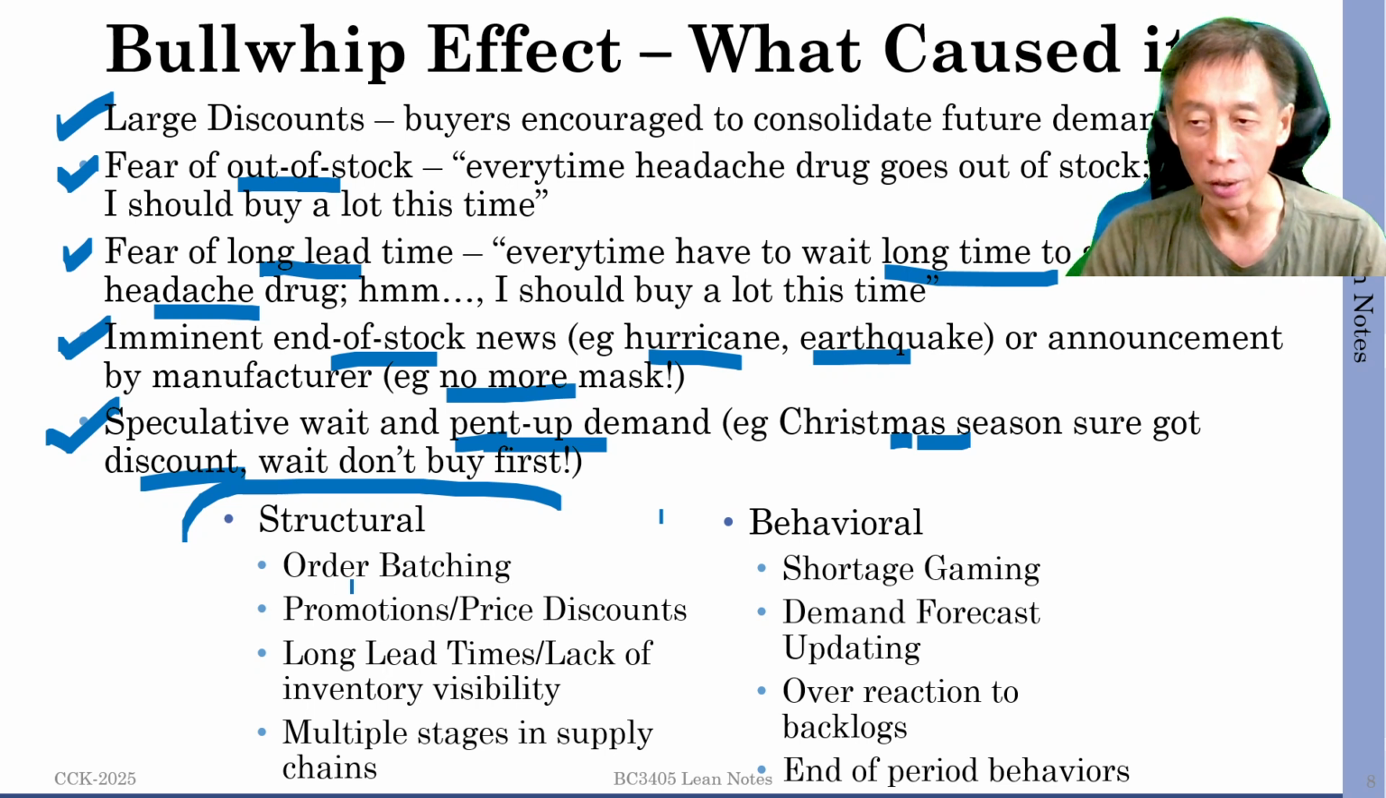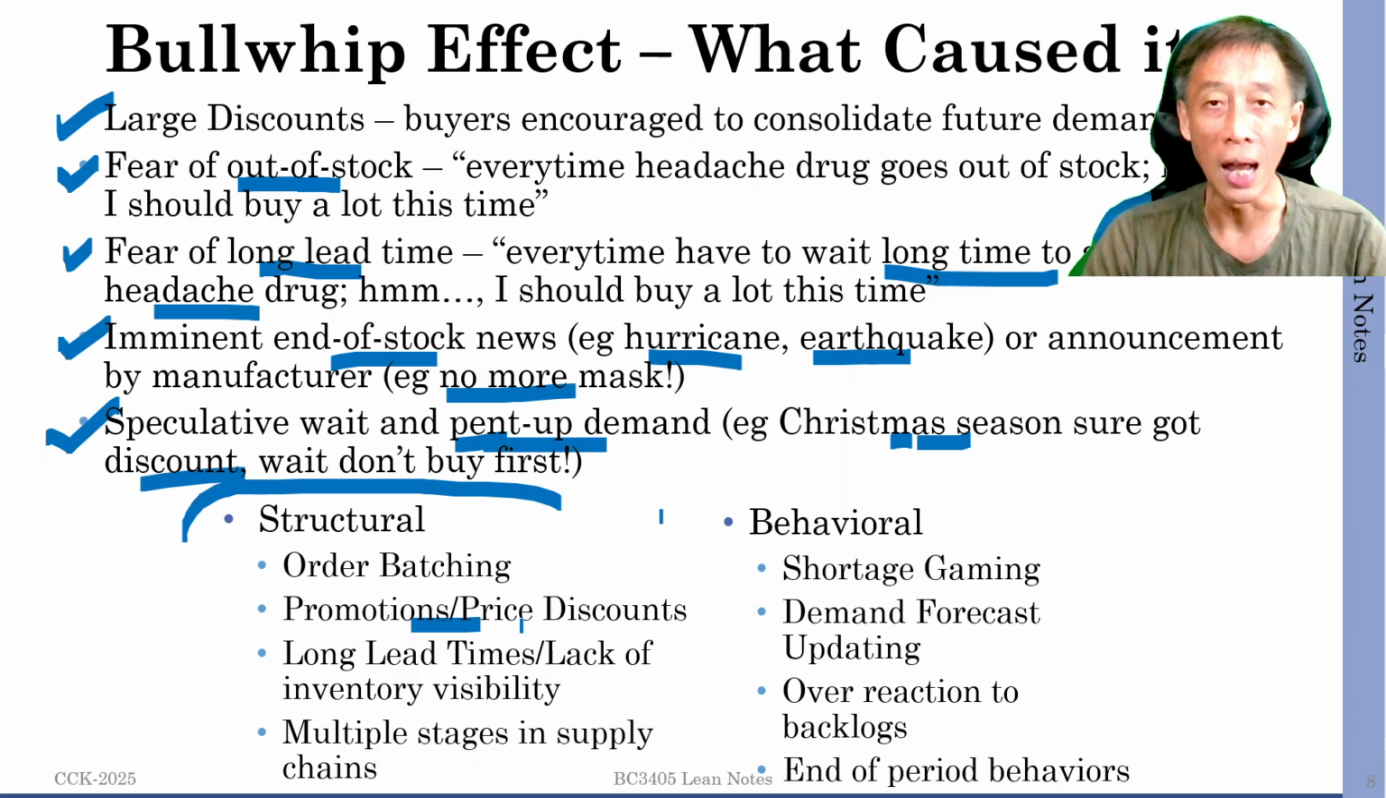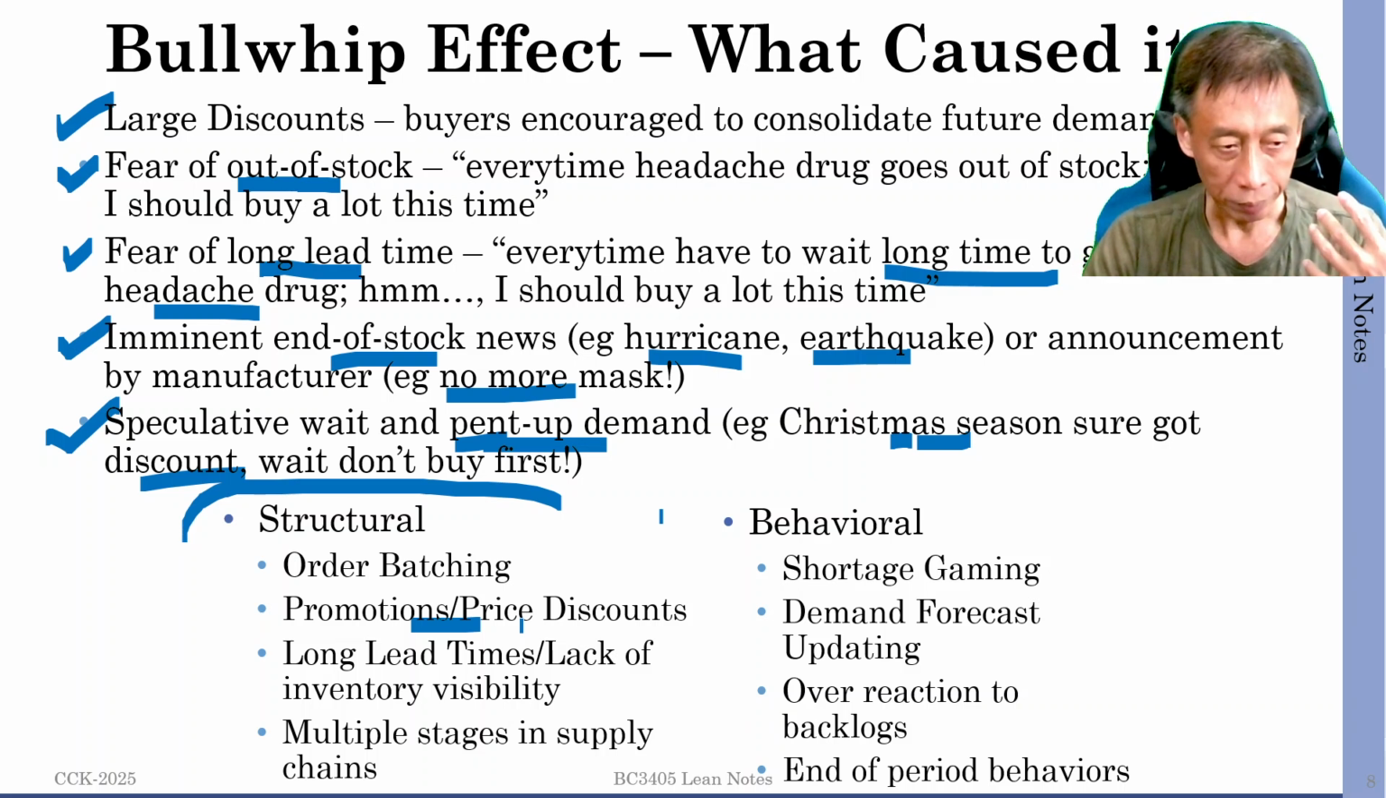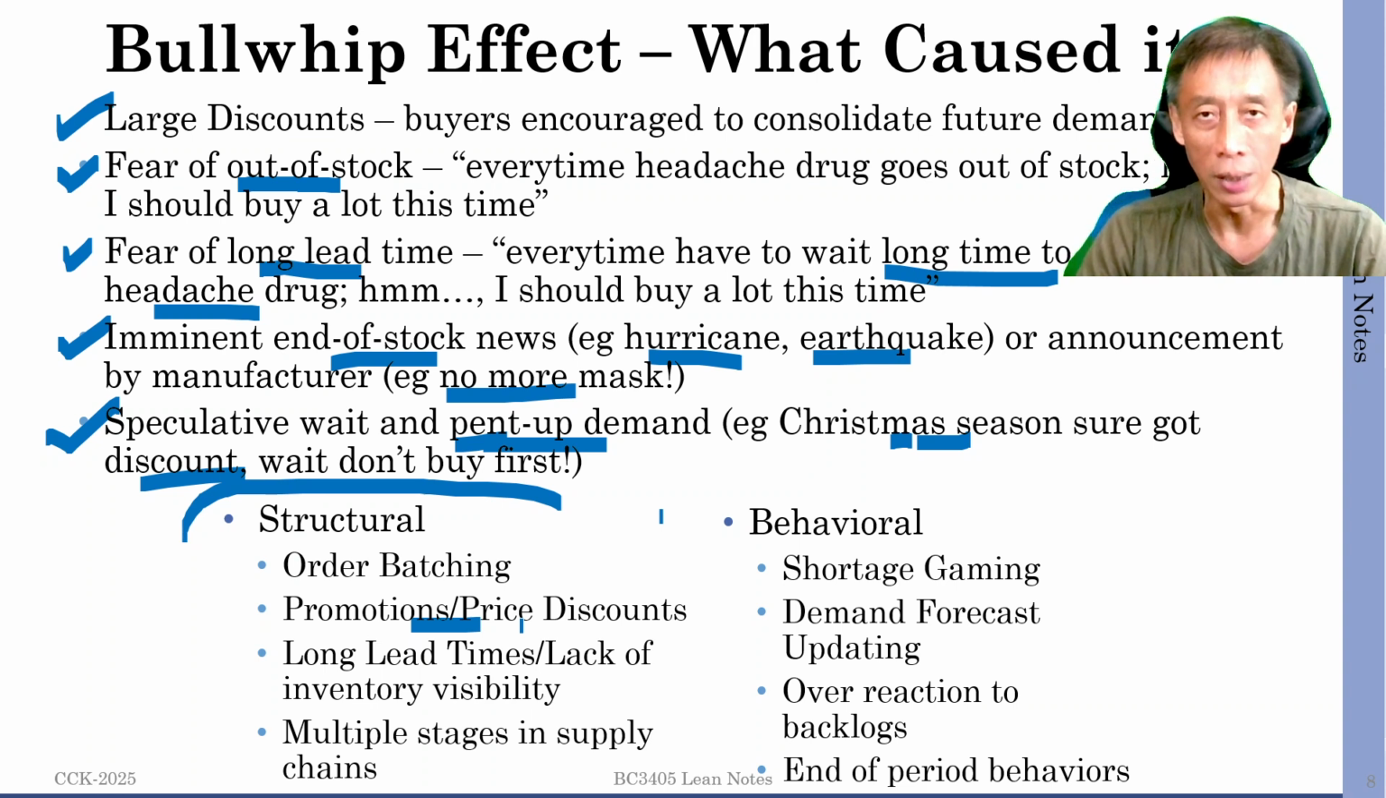Order batching, if batching is the norm. Promotions, for example, end of year discount, right? So if you buy, I don't know, chocolates, right? After Christmas, if you buy from a supplier, you expect a 15% discount at least, right? So if that is standard every year, then it is structural, right?